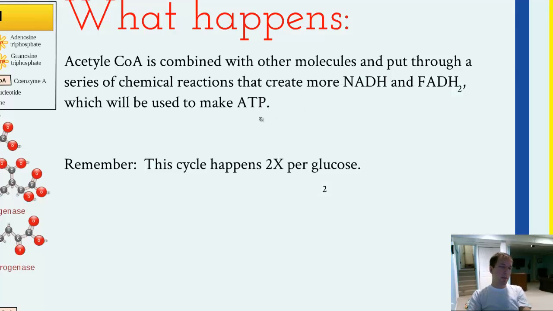We make just a little bit of ATP here, but mostly what's happening is that molecules are being combined and molecules are being changed, and in that process electrons are being released, and those electrons are being picked up by NADH and FADH2 to be used later. Now again, because glucose was split into 2 pyruvate, for each glucose, this whole cycle is happening 2 times.